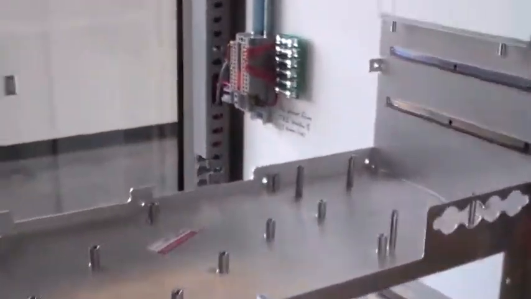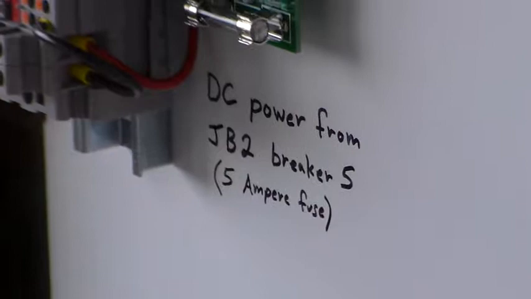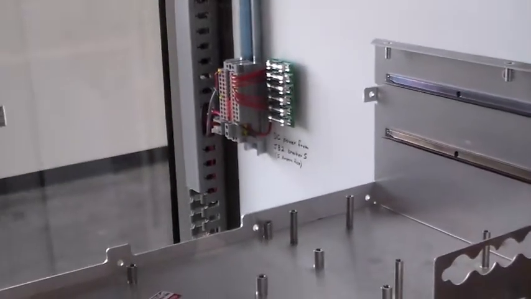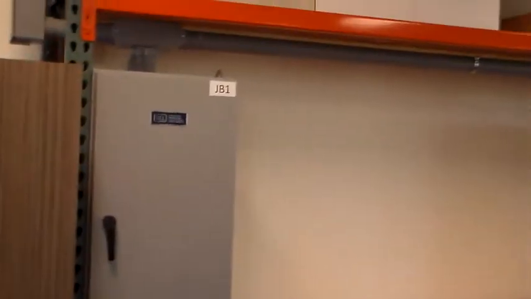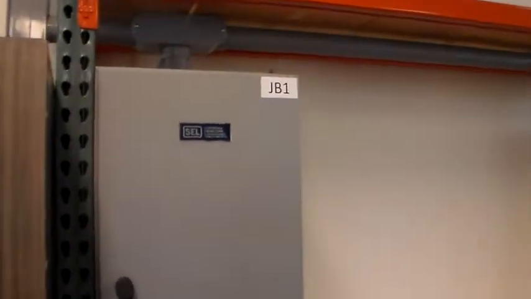Here at our East cabinet, we have a very similar label. If you look inside the DC power distribution area, we see DC power from JB2 breaker 5, junction box number 2 or substation number 2, if you want to think of it that way. Looking over here, we see a row of junction boxes. These are all the substations that are part of our solar power grid. So we're going to go over to junction box number 1 right now and open up the door.